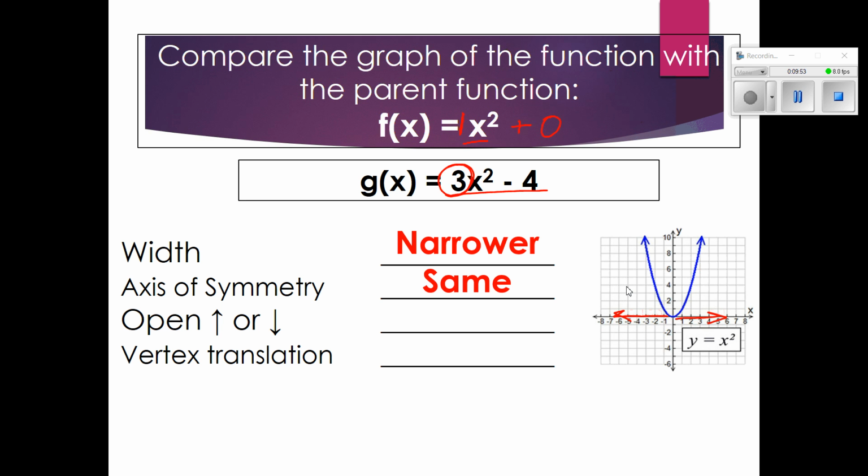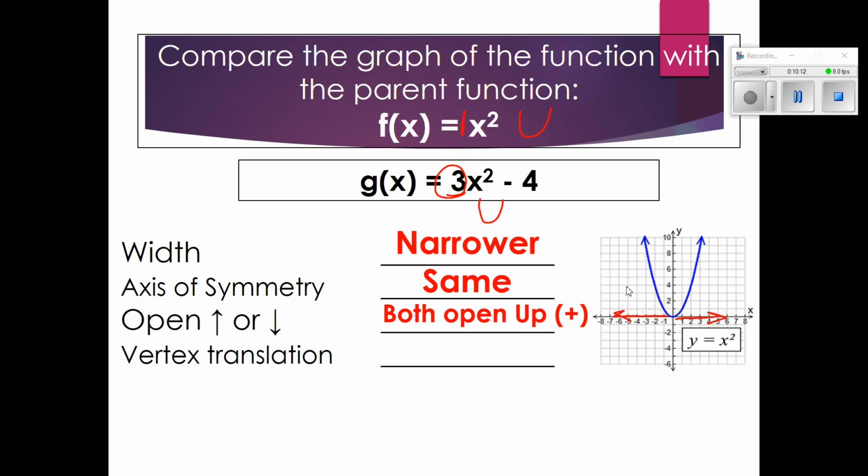You're going to compare whether this one opens up or down. So if you look up here, this has an understood, invisible 1. That goes, we know that it's going to graph up. This has a positive 3, so we know it's also going to graph up. So we can say they both open up.